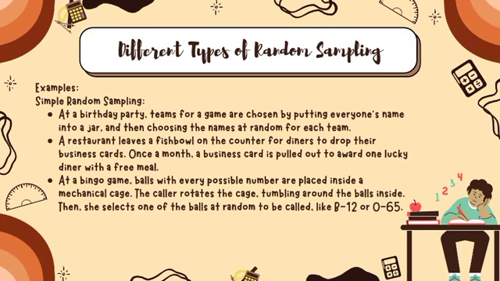Last example, at a bingo game, balls with every possible number are placed inside a mechanical cage. The caller rotates the cage, tumbling around the balls inside. Then, she selects one of the balls at random to be called, like B12 or O65.